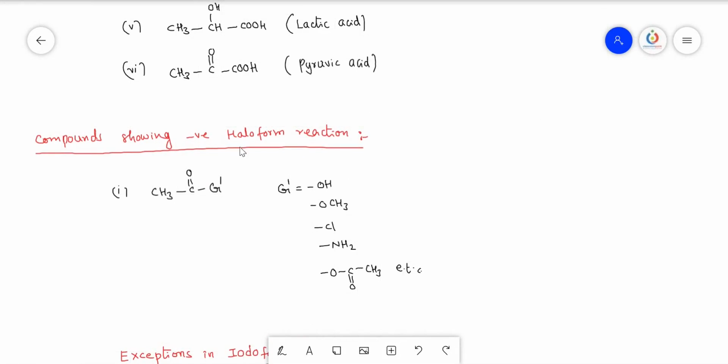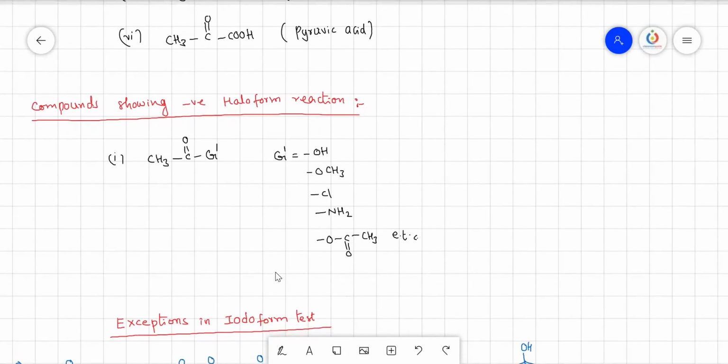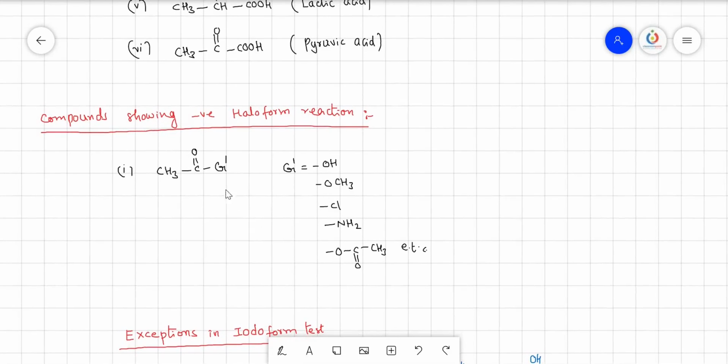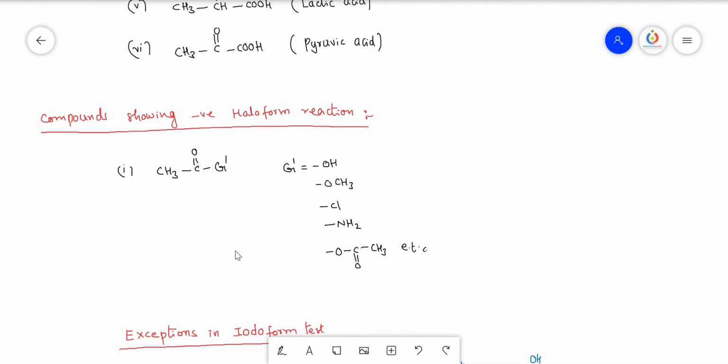But which compounds give a negative haloform reaction? The compounds in which the C=O part, meaning the methyl keto part, is connected to any of these groups, meaning acids or acid derivatives, do not give the positive haloform reaction. They give the negative haloform test.